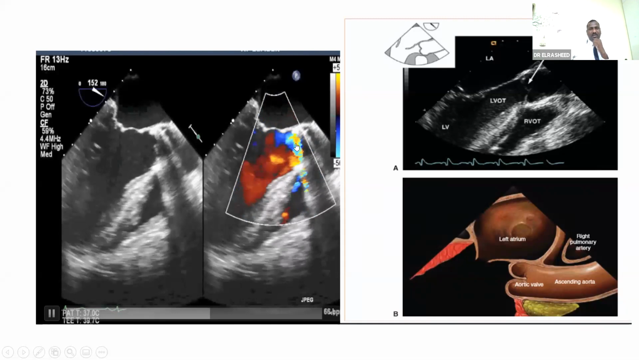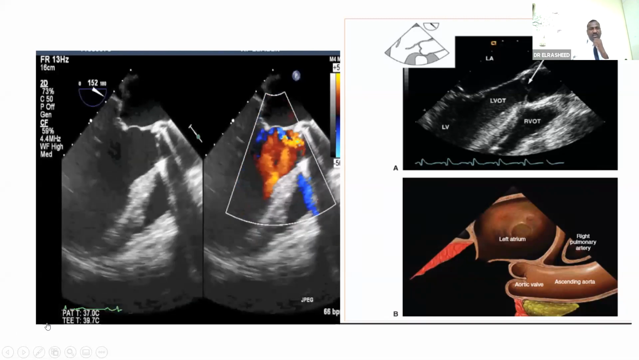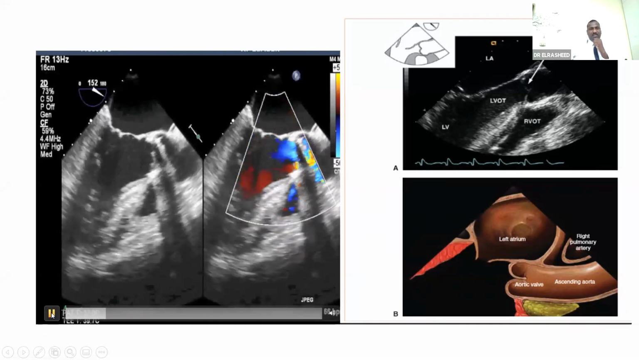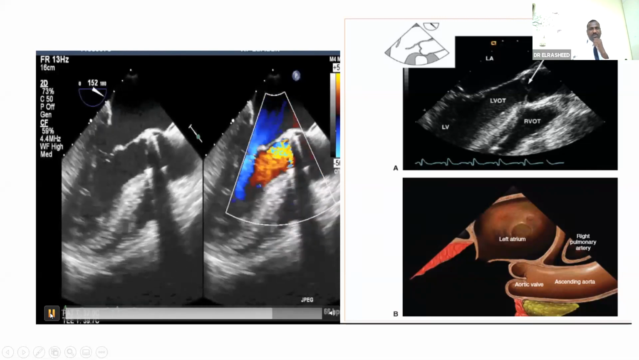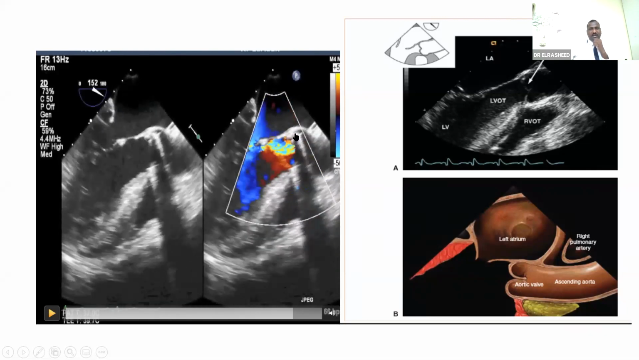I can see a big jet coming, but is it from inside or outside? It could be a very eccentric jet that you cannot localize exactly where the origin is. I cannot localize the origin because of the shadowing. But in the short axis, you can get it. And from the deep transgastric view, you can get it. Or you go to 145 degrees.